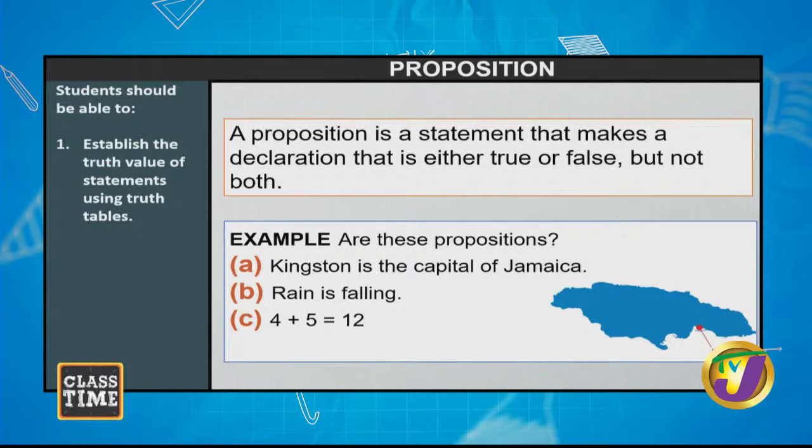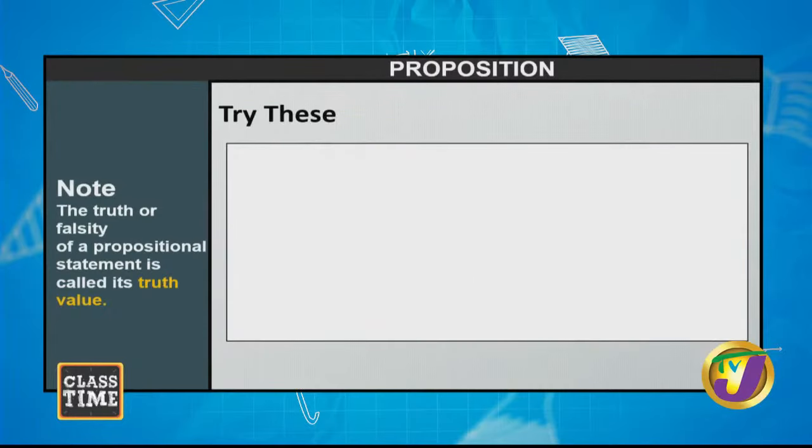Kingston is the capital of Jamaica. We established that it is a proposition, because it can be either true or false. Rain is falling is a proposition, because if the rain is falling, then it is true. If it's not falling, then it is false. 4 plus 5 is equal to 12 is a proposition. Even though 4 plus 5 is not 12, which makes it false, it still is a proposition. 17 plus 5 is 32. Of course, that's a proposition.